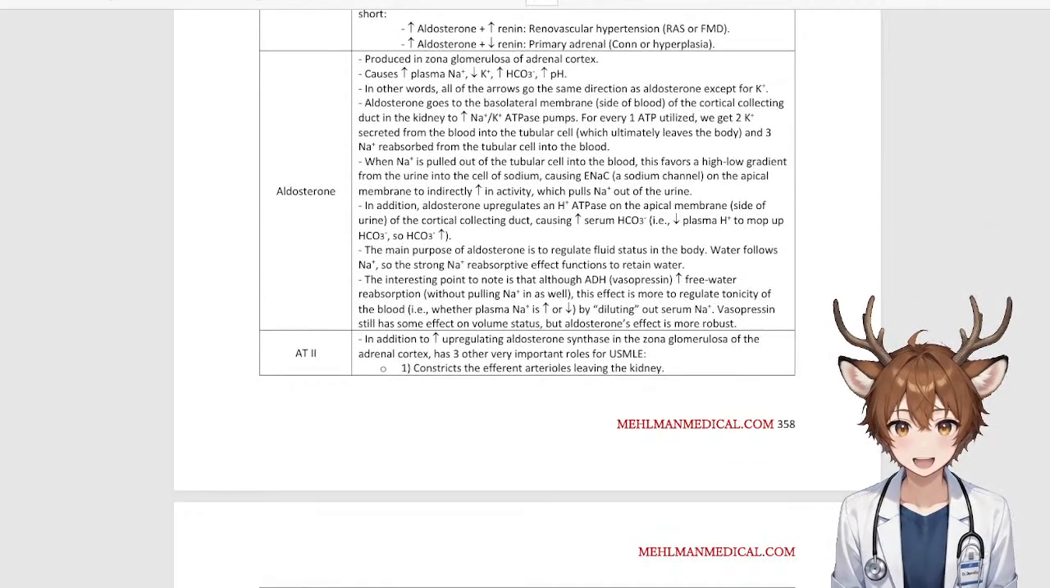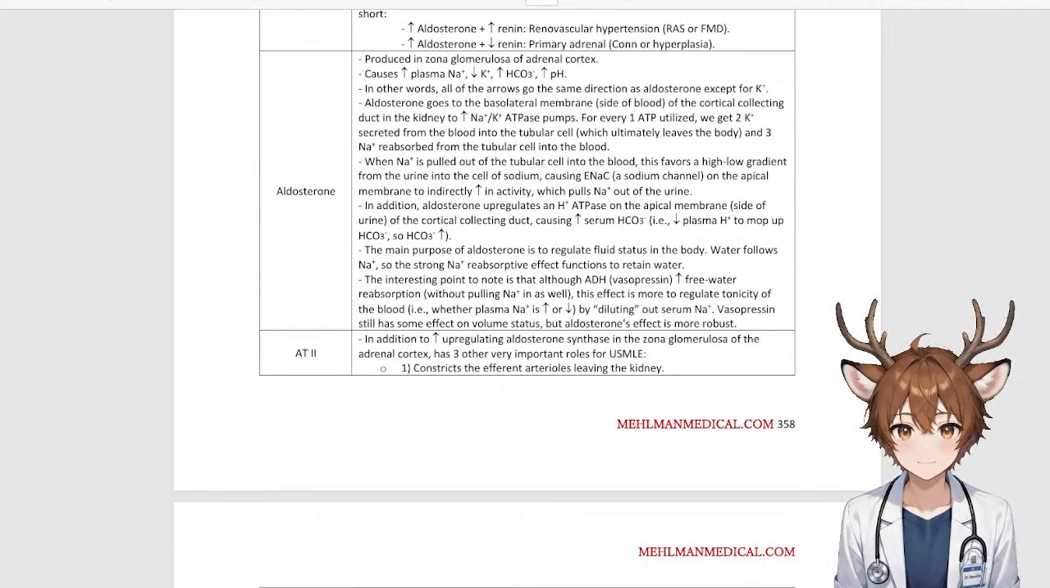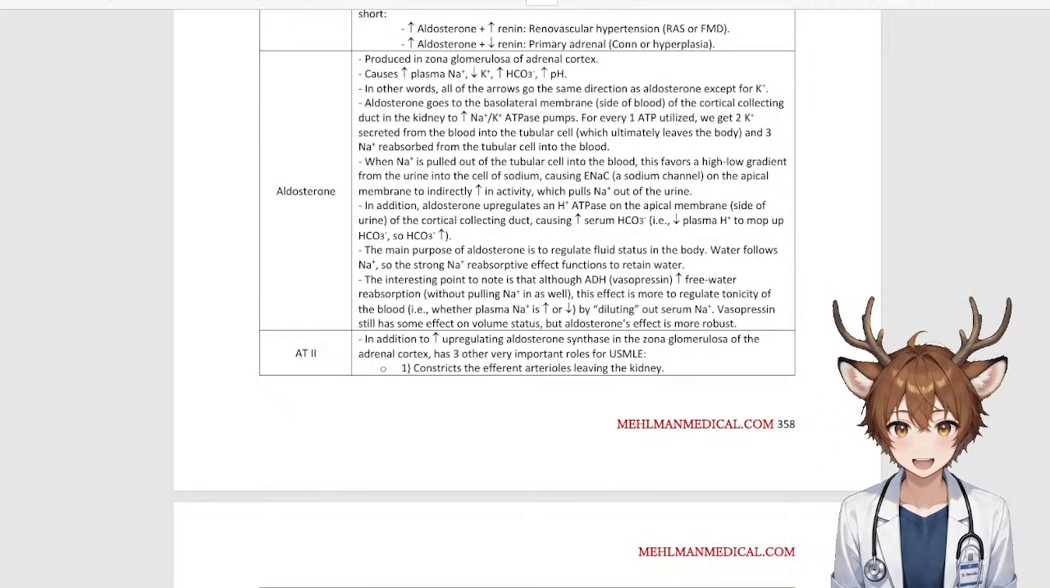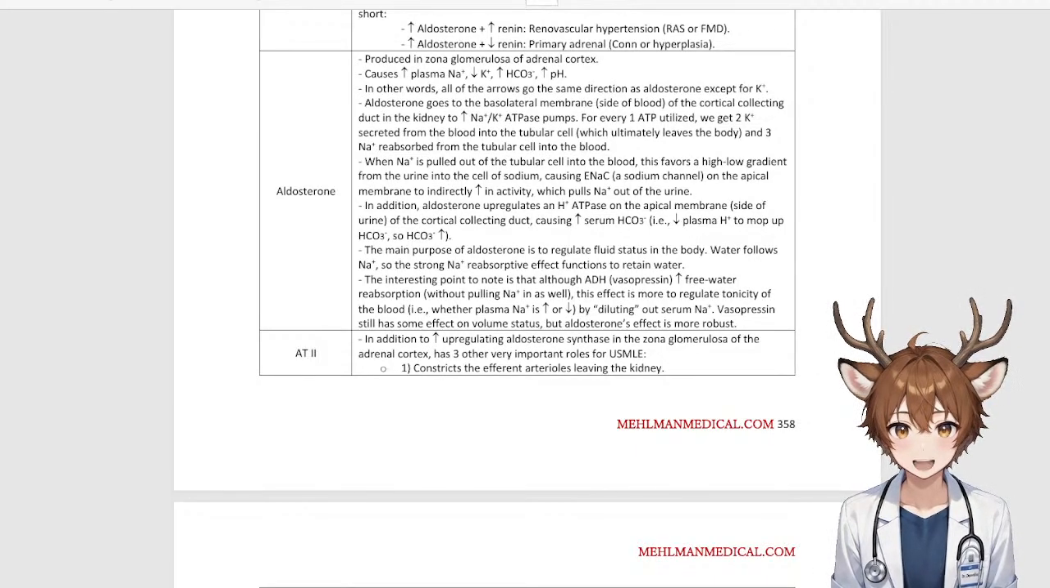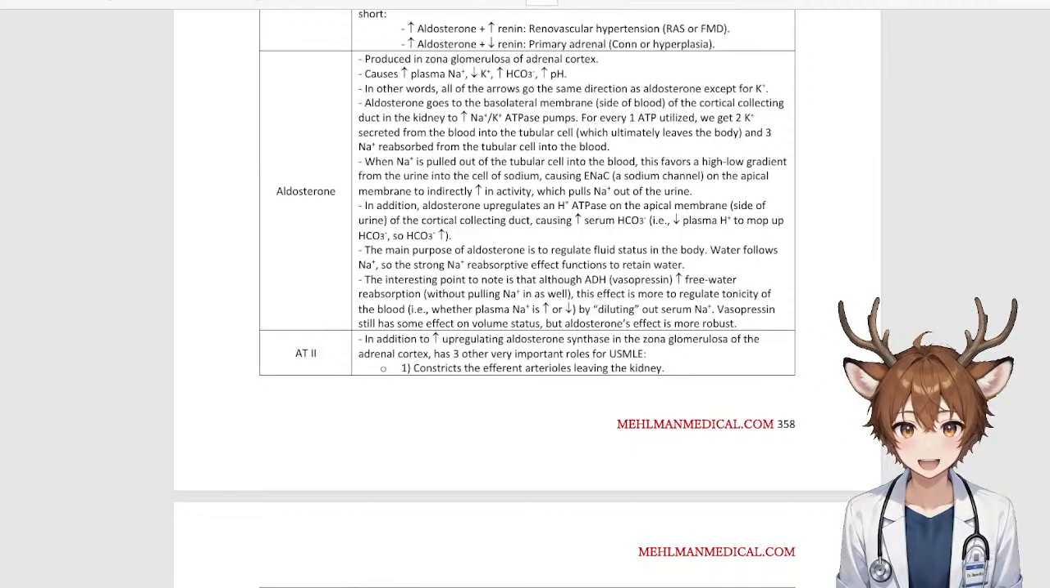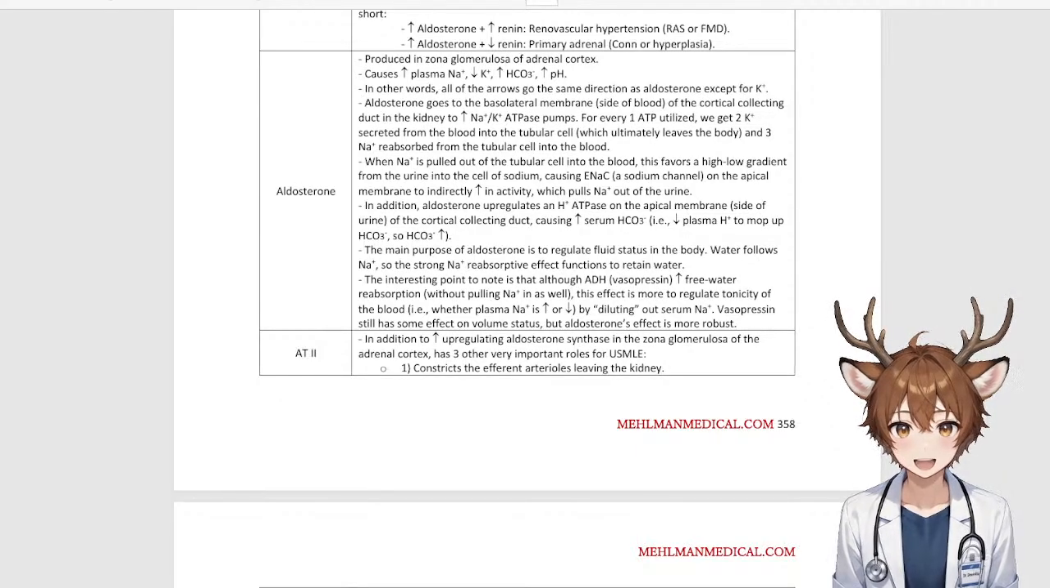So let's talk a little bit more about aldosterone. Produced in the zona glomerulosa of the adrenal cortex, it causes an elevated plasma sodium, a decrease in potassium, an elevated bicarb, and an elevated pH. In other words, all the arrows go the same direction as the aldosterone except for potassium.